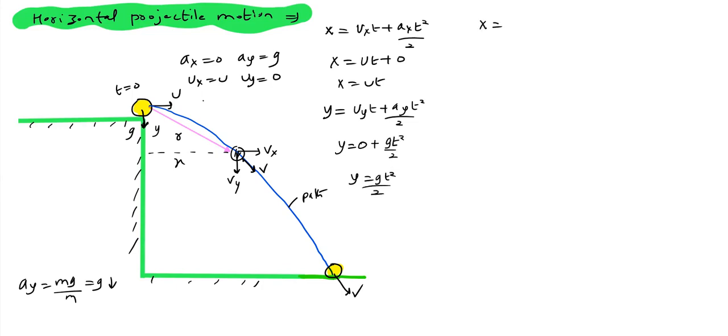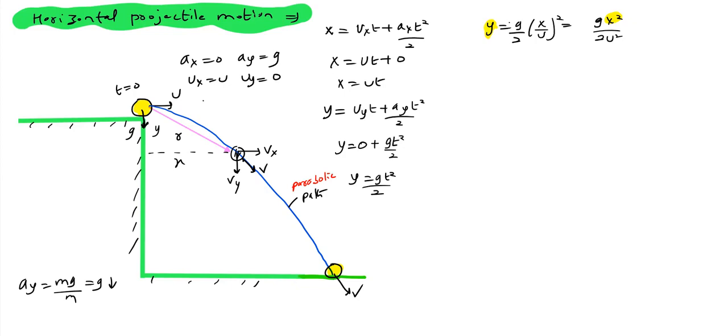Let's substitute. x is equal to ut, so y equal to g by 2 times x square by u square. So this is the equation for a parabola, a parabolic equation. Look at this quantity. It is similar to the equation y equal to x square. So what should the path be now? This should be a parabolic path. So what is the path of the ball now? We discover a parabolic path. So it's going to move in a curved path, a parabolic path, and will come and strike the ground with a certain speed.